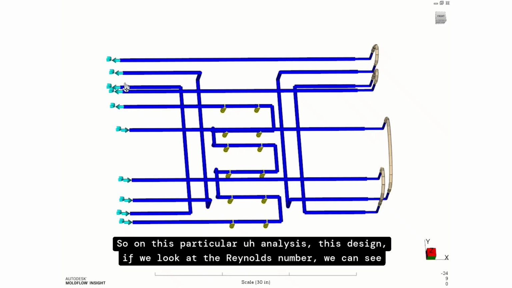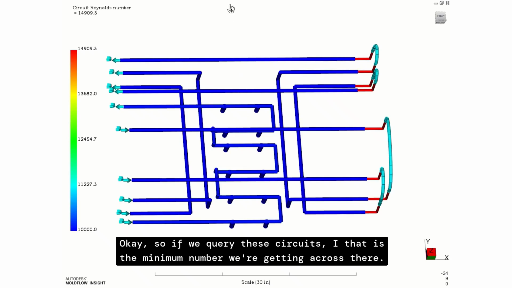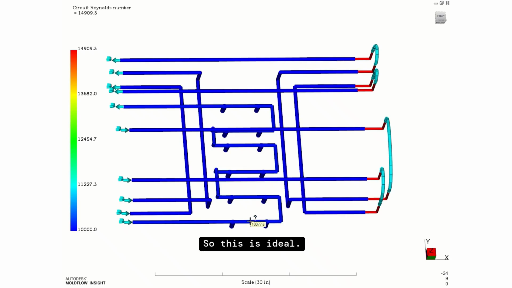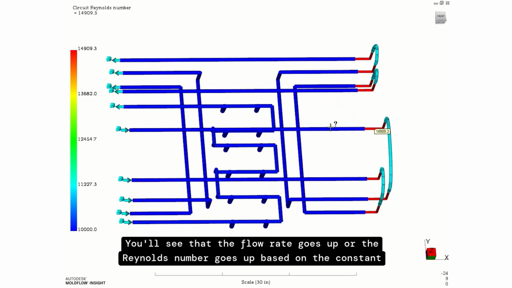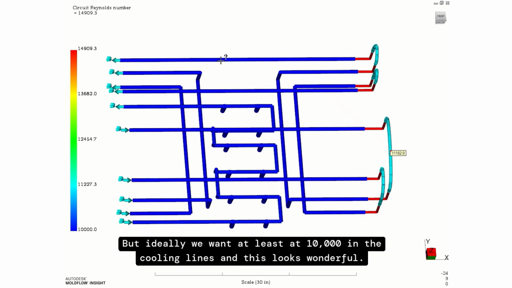So on this particular analysis, if we look at the Reynolds number, we can see that the bottom of the scale, 10,000, applies to almost all of these circuits. If we query these circuits, that is the minimum number we're getting across there. So this is ideal. Where the cooling lines choke down on fittings, you'll see the Reynolds number goes up based on a constant flow rate. And in the hoses, it goes back down a little bit because the diameter is a little bit different. But ideally, we want at least 10,000 in the cooling lines, and this looks wonderful.